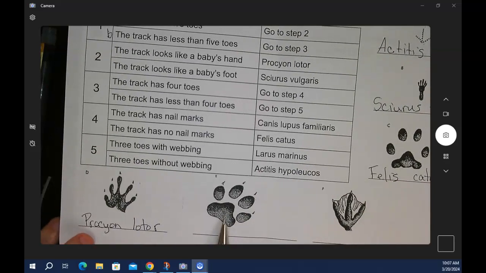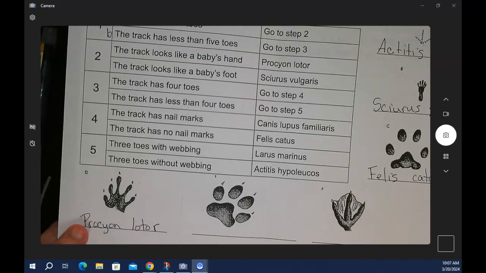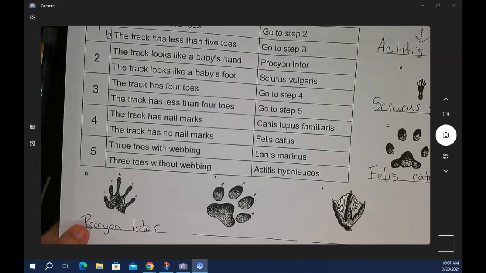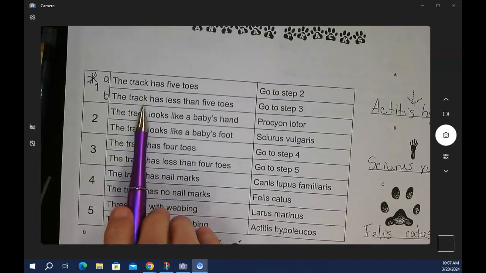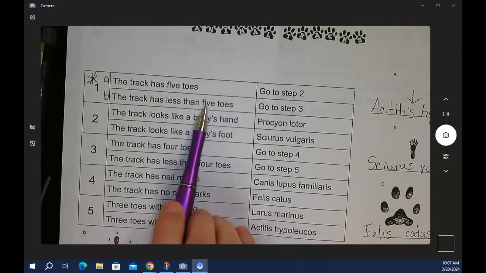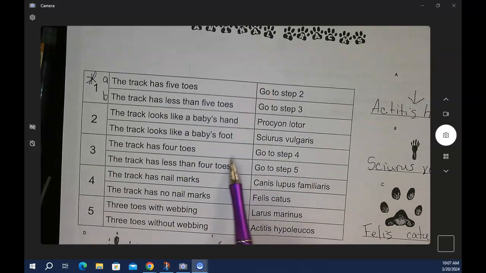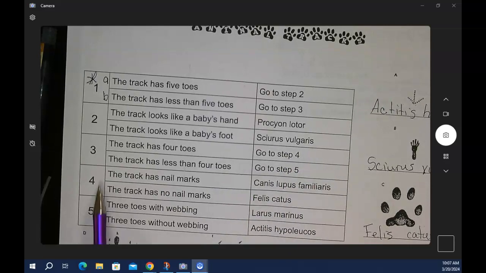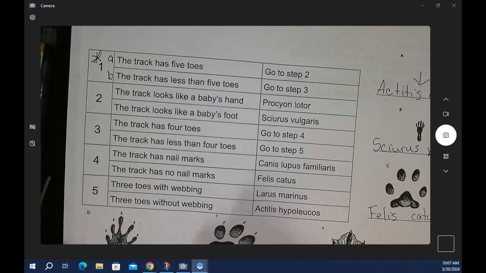So I want you to do E and F. Pause the video and then come back and see if you got them right. And we're going to look. Track has 5 toes? No. Track has less than 5 toes? Yes. Skip to 3. Track has 4 toes? Yes. We're going to go to step 4. Track has nail marks. Canis lupus familiaris.